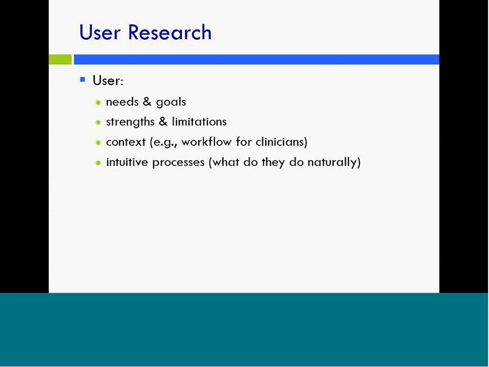And what we're looking for is, who is my user? Who are my users? What are their needs and goals? What are their strengths and their limitations? I think it's really important to look at both of these. Often people will look at limitations, but they forget to look at strengths. What is the context? So, for example, if we're looking at clinicians, what is the workflow they're typically working with? And their intuitive processes, what do they do naturally? How do they currently address this issue? Because unless it's a brand new problem, and that's pretty unusual, typically this is something that they already deal with in some way.